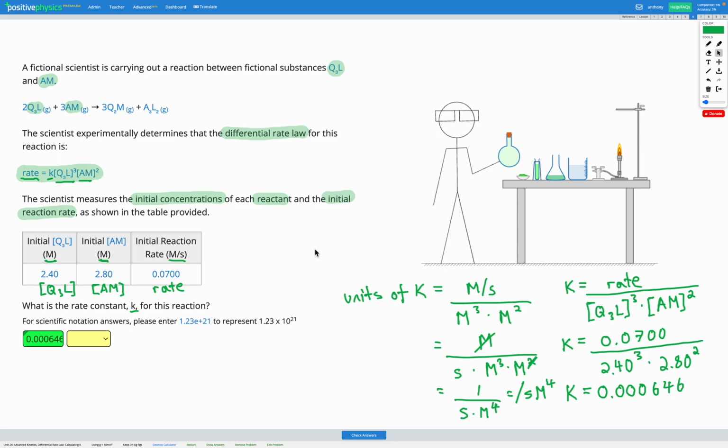So let's see if that's an option. We've got per molar to the 4 seconds. So you actually have to figure out your units each time based on the equation. And you can just do that by putting in your units for each thing and cancelling them out to see what you end up with. Let's do one more question of this type.